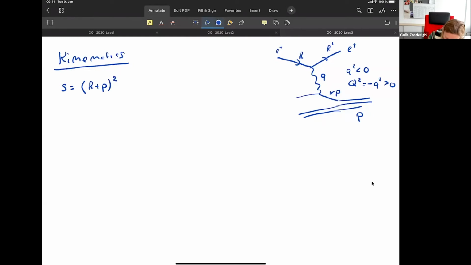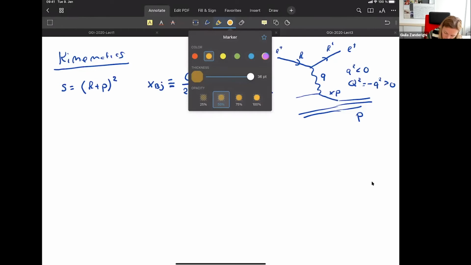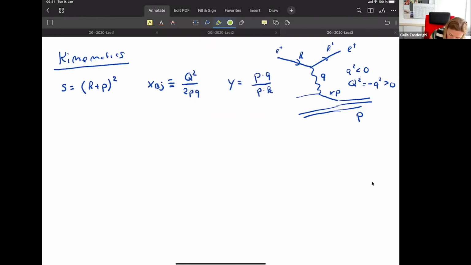Then an important variable, which we will see, is the so-called x Bjorken. Now let me just tell you how this is defined. This is defined as Q squared divided by 2 p·q. And y is a sort of angular variable. This is defined as p·q over p·k. You see, this has no dimension, and one can see it has an interpretation of an angle. Now, let's do the same, but now let's write variables that have to do with the partonic variables.